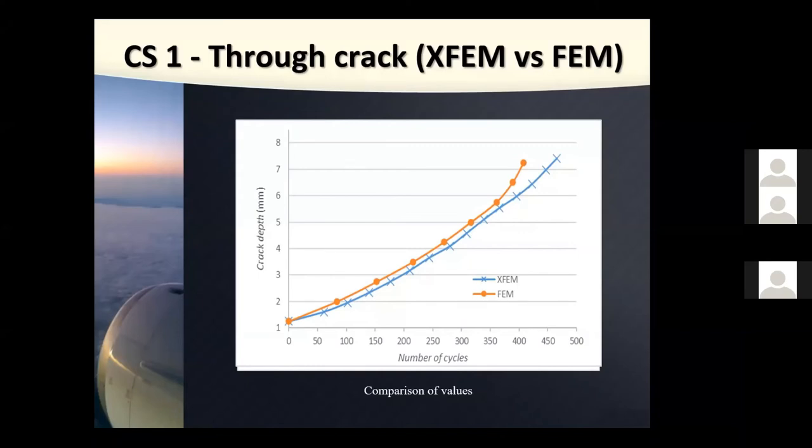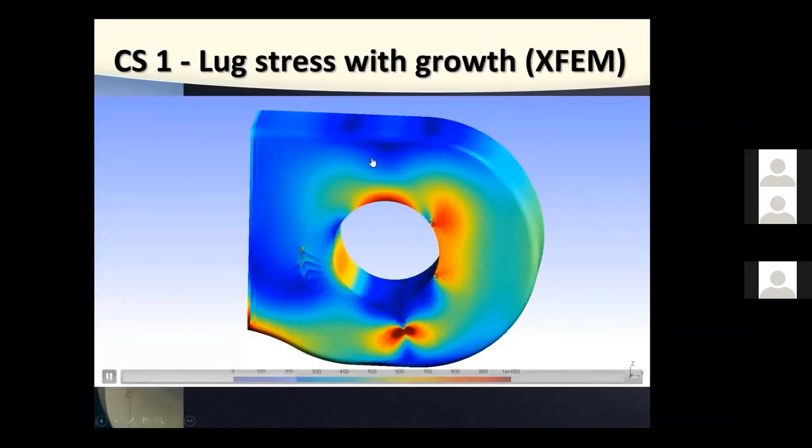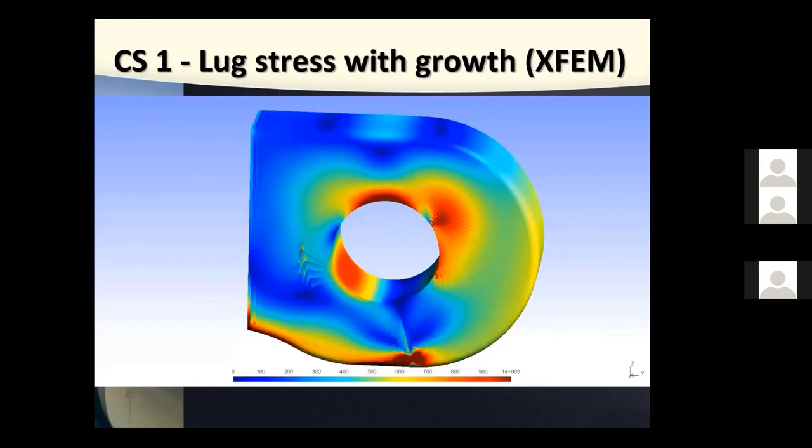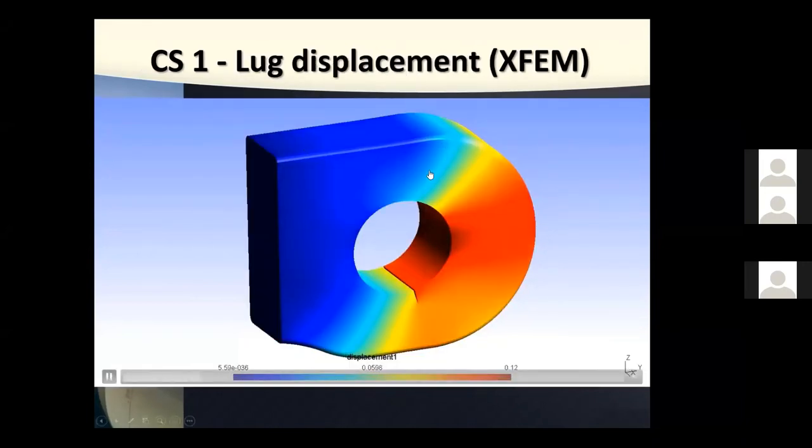By the way, I also did the same analysis in NASGRO, because NASGRO also has a pin lug model, and got approximately the same number of cycles. And we can see now the crack growth in this lug and here the displacement.